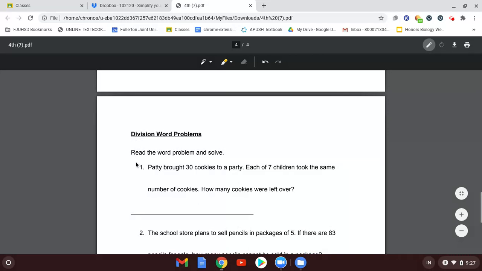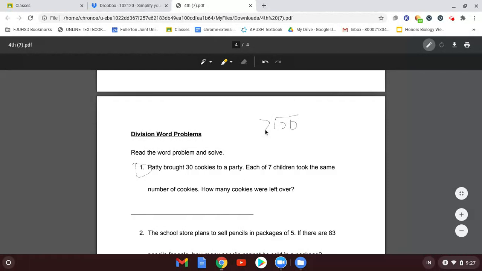Let's try number 1. Number 1 says, Patty brought 30 cookies to a party. Each of 7 took the same number of cookies. How many cookies are left over? So all we need to do is find the remainder, right? The remainder of these cookies.